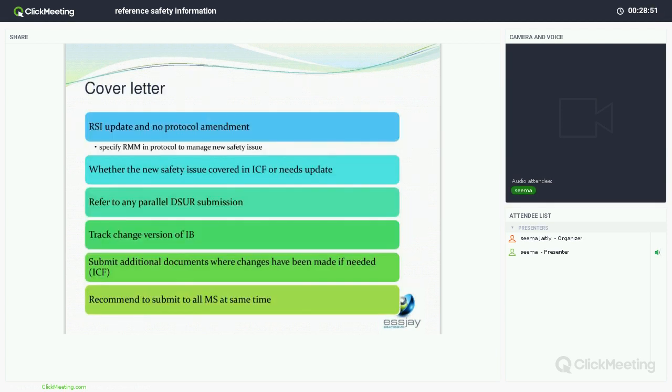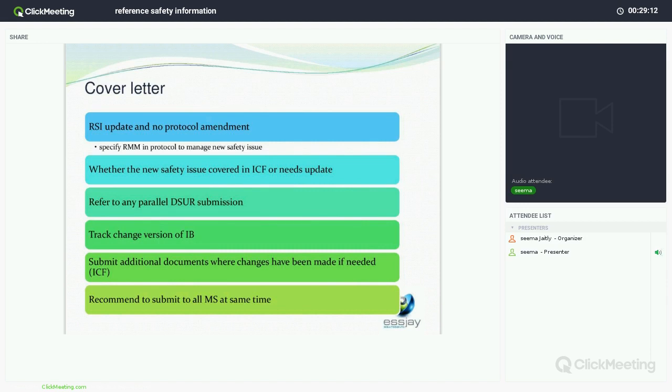Now, when you do update your RSI, you need to send a cover letter with the update, and if there's no protocol amendment, you need to highlight where in the protocol the risk minimization measures are covered, and whether you need to update the informed consent form or anything else needs updating as well.